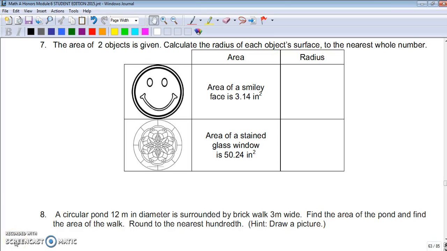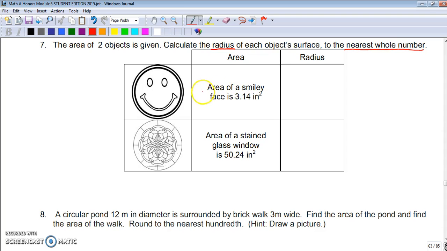This video is going to cover the 6.3a lesson on area of a circle. This is page 3, number 7. The area of two objects is given. Calculate the radius of each object's surface to the nearest whole number.